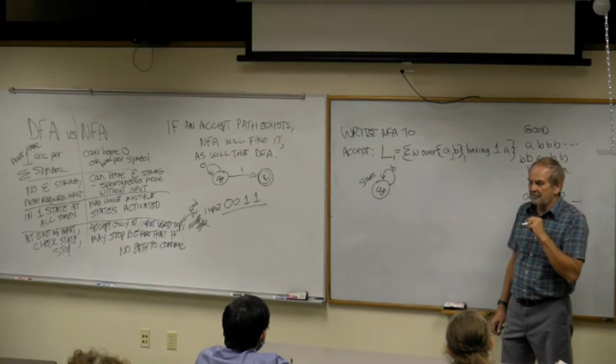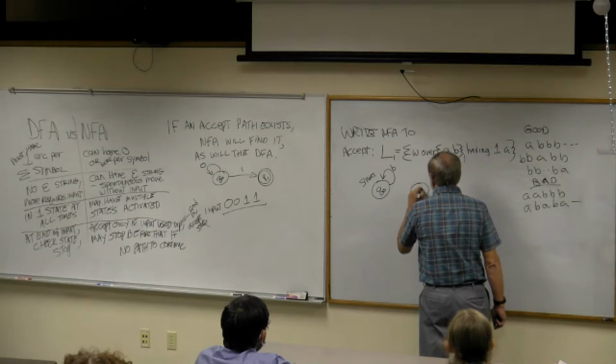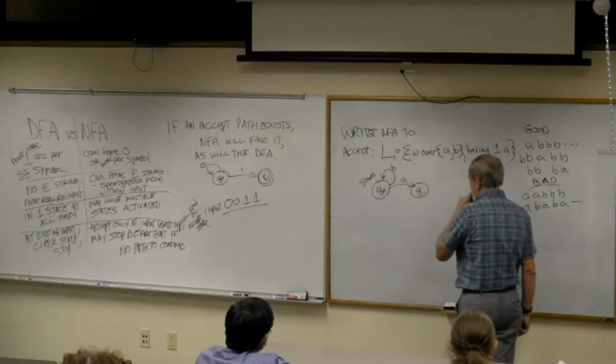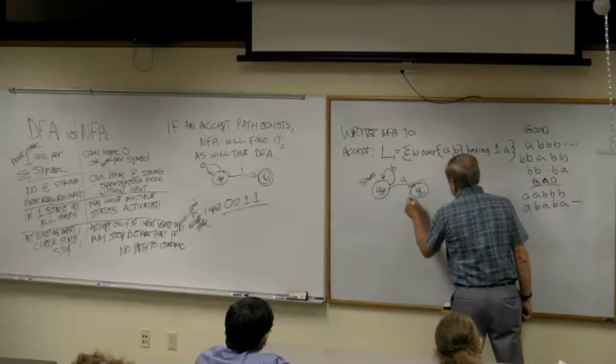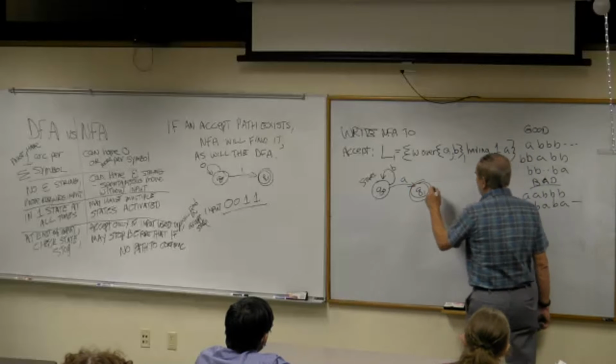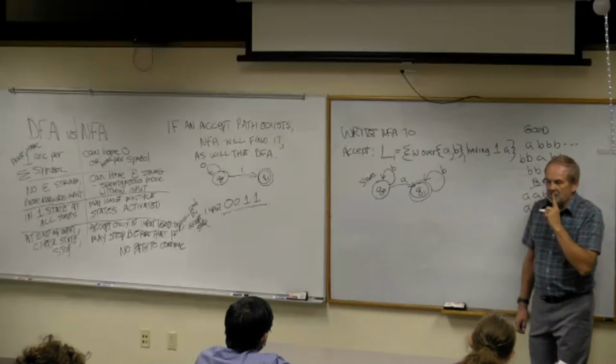And a Q1 state that is led to by an A. Okay, we can get there with an A. I'll make Q1 the accept state. Q1 loops on B. Okay. Are we done?